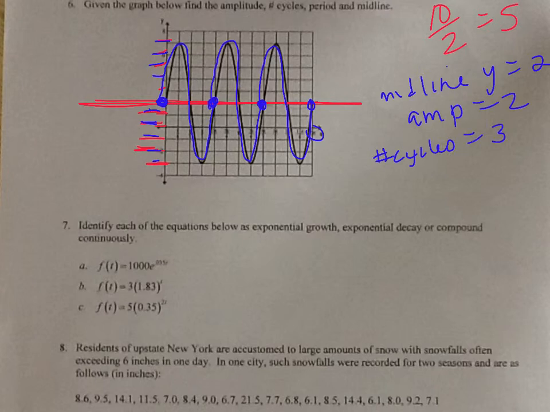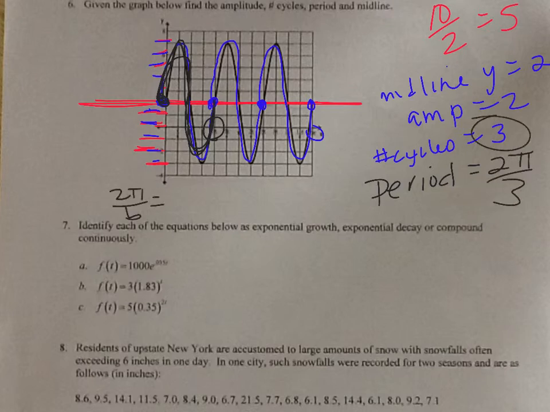And now I want the period. The period is when you see one complete curve. So starting here, that's one complete curve. And this is at 2 pi over 3. Or you could have done 2 pi over b, which we know is the number of cycles. So it's 2 pi over 3 for the period. All right, number 7. It says to identify what type of equation it is. So notice here for 7a, there's this e, and this is compounded continuously.